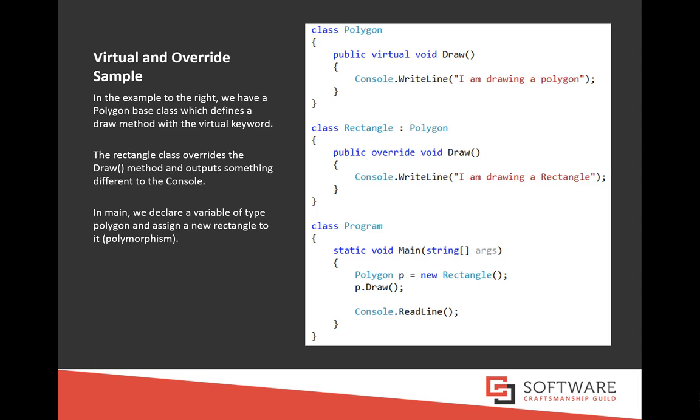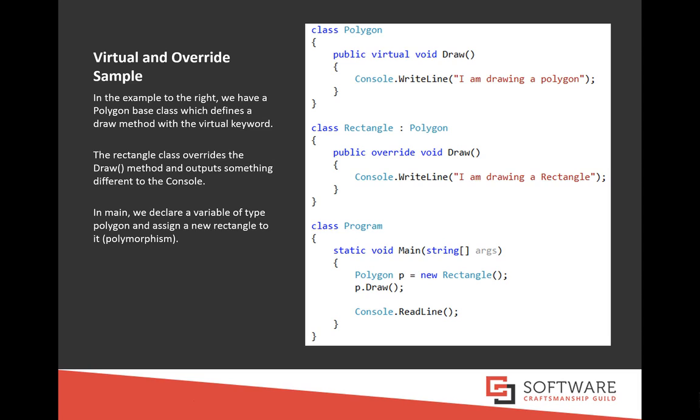Let's look at a virtual and override sample. In this code, I have a base class called Polygon. And it has a virtual method called draw. And all it does is print out, I am drawing a polygon. Then we have a rectangle class that inherits from Polygon, and it also has a draw marked with the override keyword.